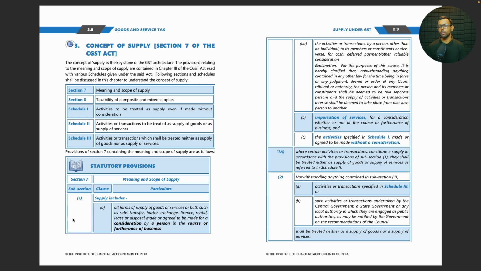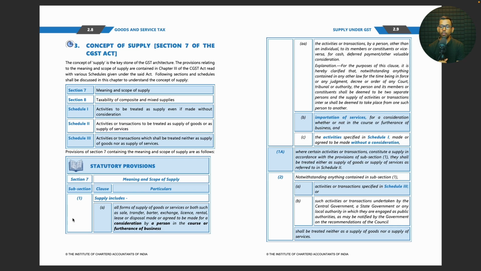The activities or transactions by a person other than an individual to its members or constituents, or vice versa, for cash, deferred payment or other valuable consideration. Explanation: for the purposes of this clause, it is hereby clarified that notwithstanding anything contained in any other law for the time being in force, or any other judgment, decree or order of any court, tribunal or authority, the person and its members or constituents shall be deemed to be two separate persons, and the supply of activities inter se, that is between them, shall be deemed to take place from one person to another.